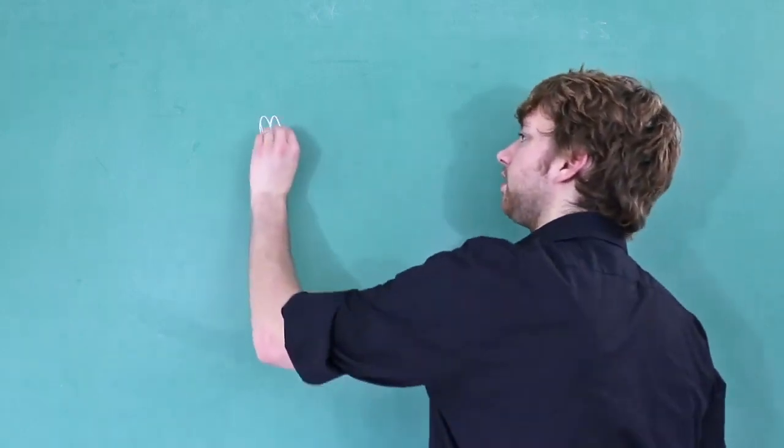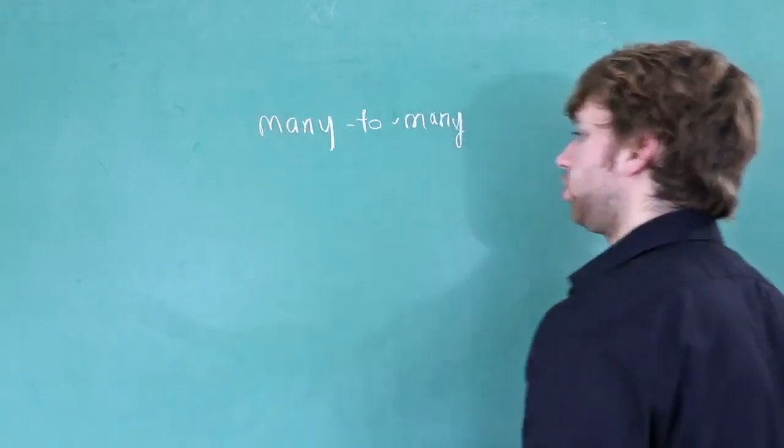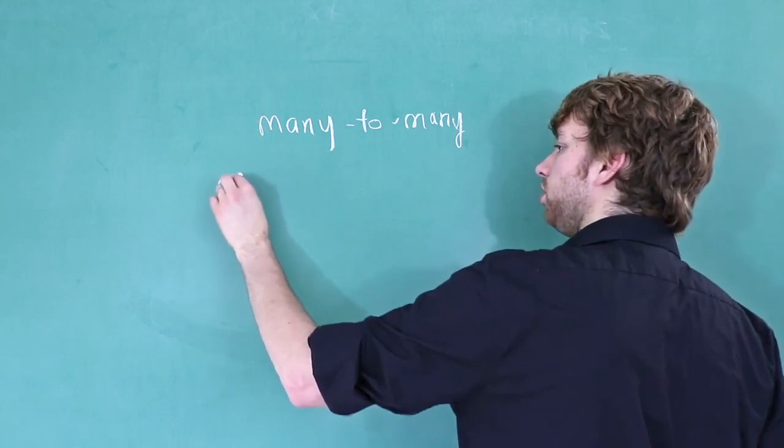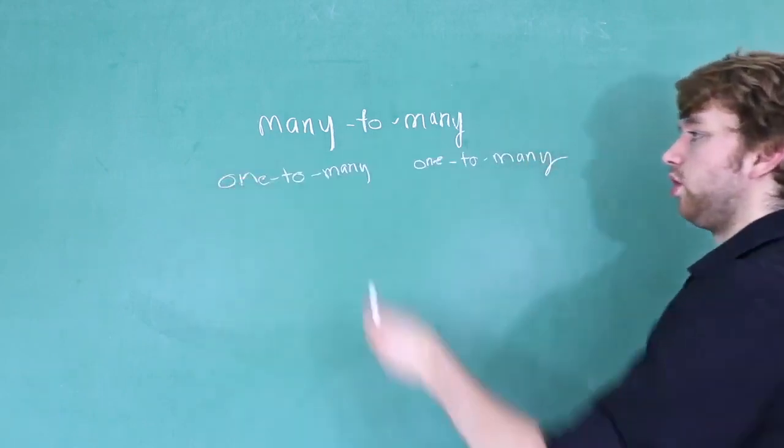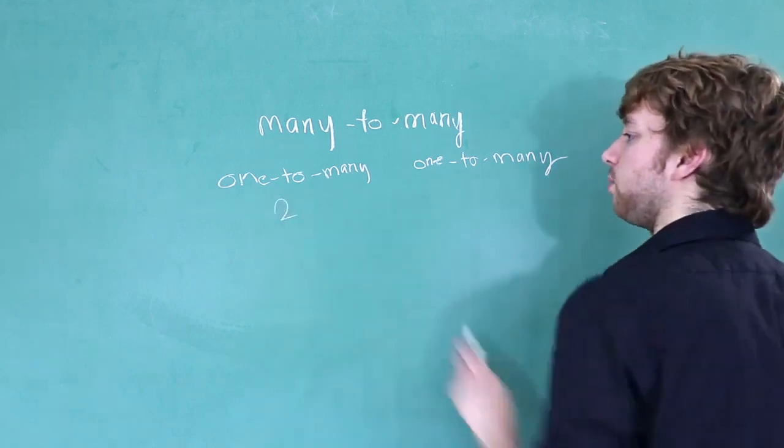So if you think back to one-to-one, we had 1 table. In a one-to-many, we had 2 tables. In a many-to-many, we have 3 tables. The reason is because when you have a many-to-many, what we're going to do is break that up into 2 one-to-manys. And if you remember from the previous video, one-to-many uses 2 tables.